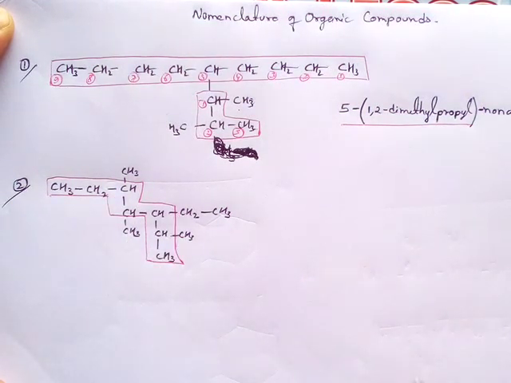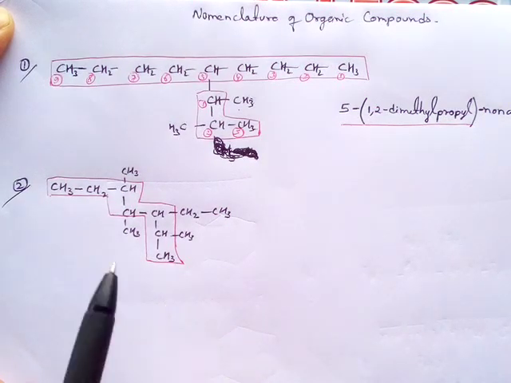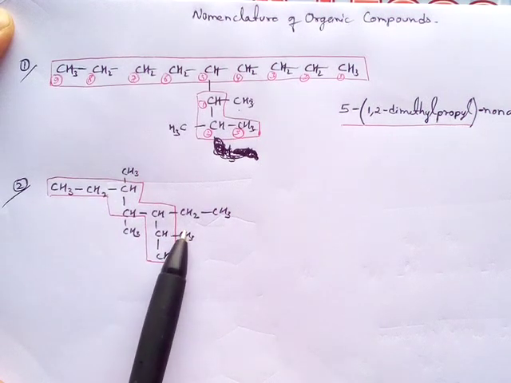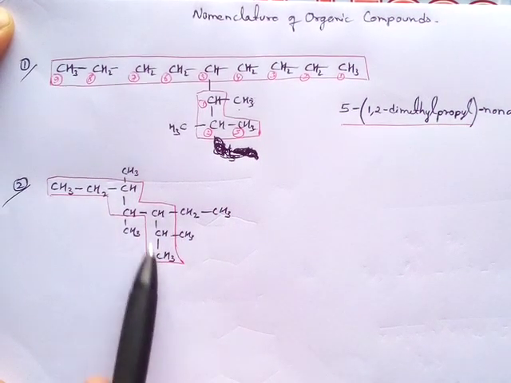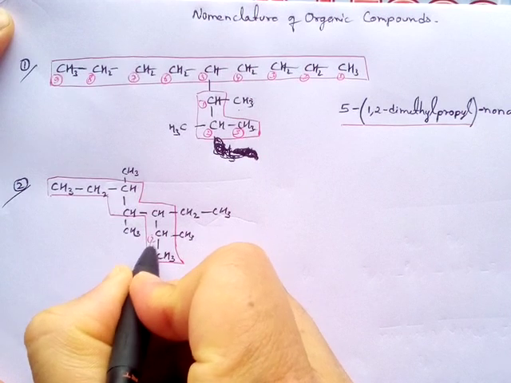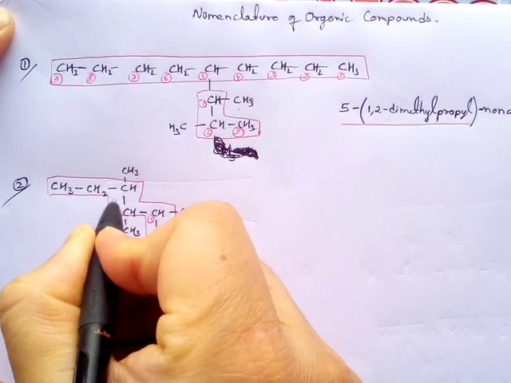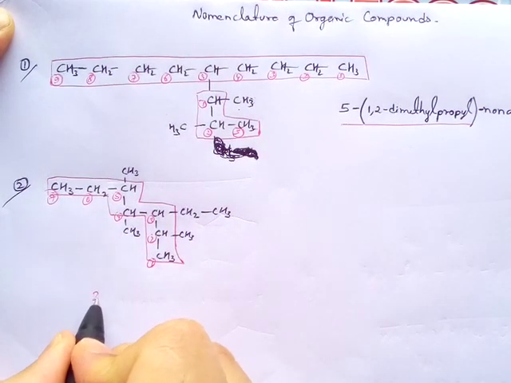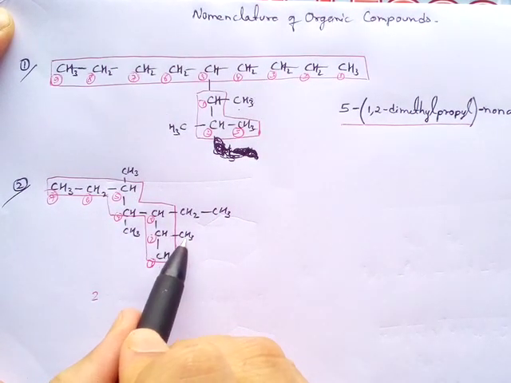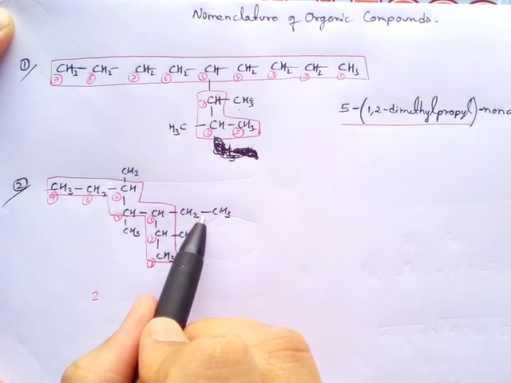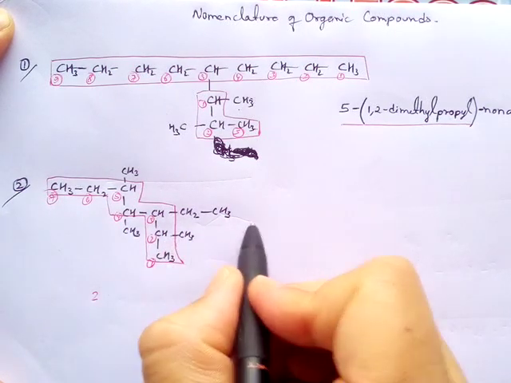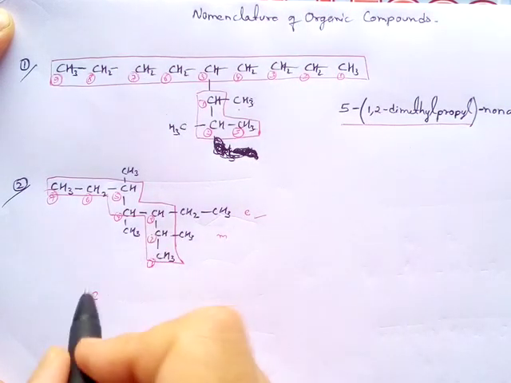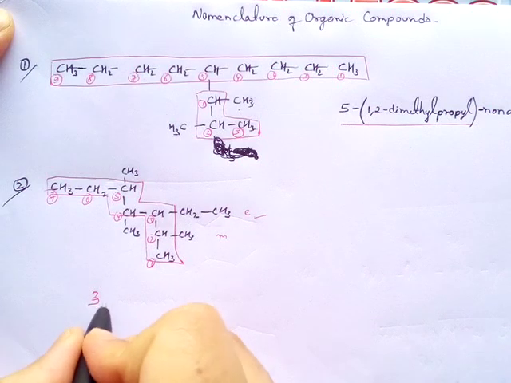Now, naming from which side? Remember, 1, 2, 3 is my first branch here, and 1, 2 is my first branch on the other side, right? So numbering goes from this side. 1, 2, 3, 4, 5, 6, 7. So 2 is methyl, right? And here 3 is ethyl. Which comes first alphabetically, E or M? Obviously E. So you have to write this ethyl term first. So it is 3-ethyl.